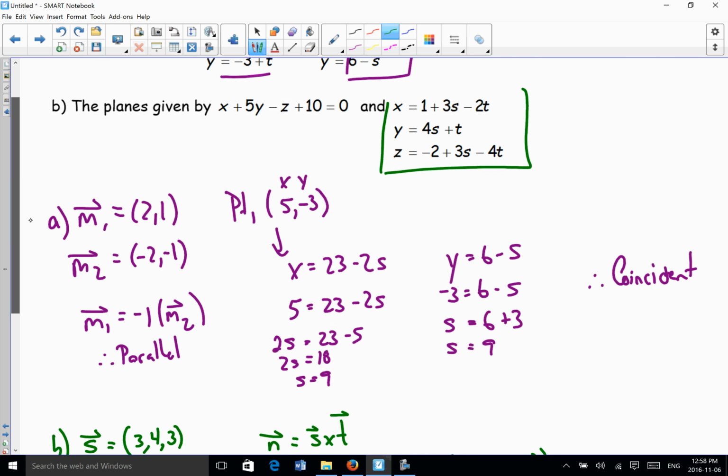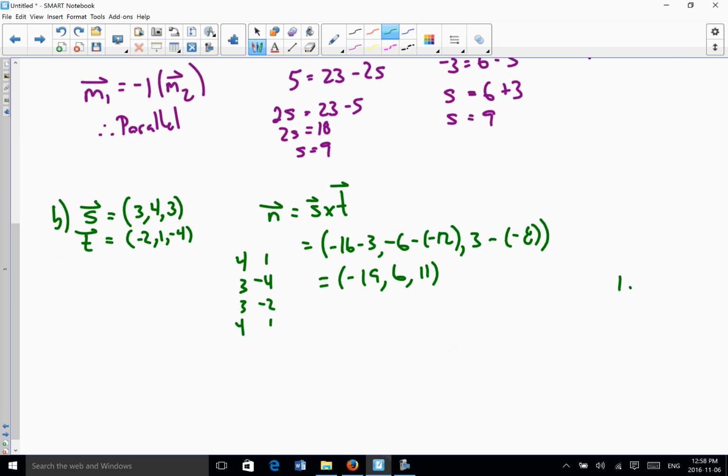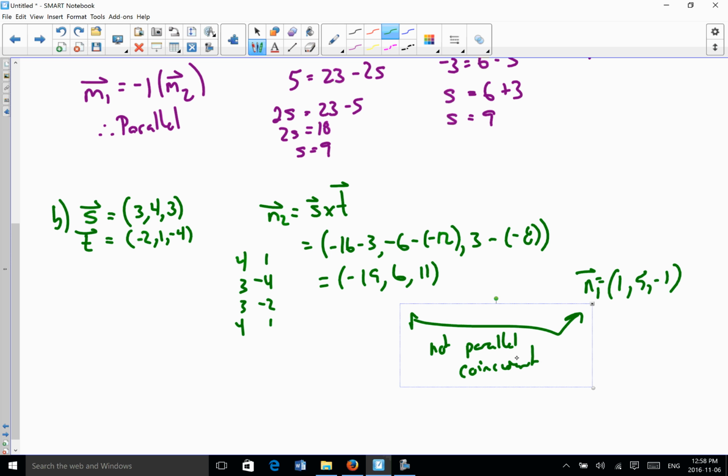The first one had a normal of 1, 5, -1. That was the first normal, right? Our second normal was definitely not the same, nor is it a scalar multiple. So that tells us not parallel or coincident. So the next thing we want to check is, are they perpendicular?